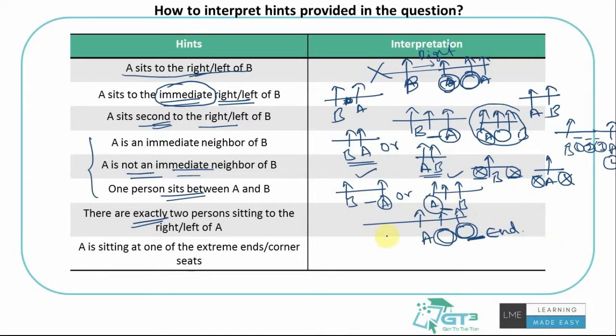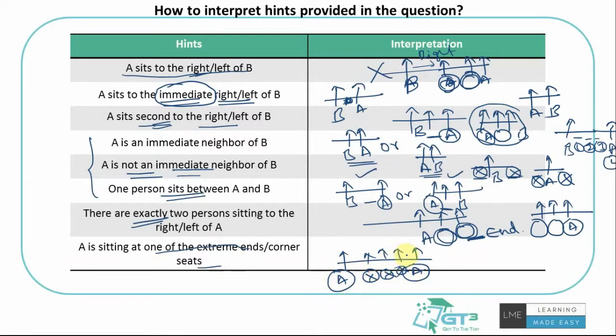If it is on the left, it's similar: there are two people sitting and then that is where A is sitting. So exactly two persons sitting to the left of A. I know that A is sitting at the third position from the extreme left side. A is sitting at one of the extreme ends, at the corner seat. So if the arrangement is such that, let's say, there are 5 people, it means A is sitting either this side or this side and he cannot be taking the places in the middle. I don't know which end.